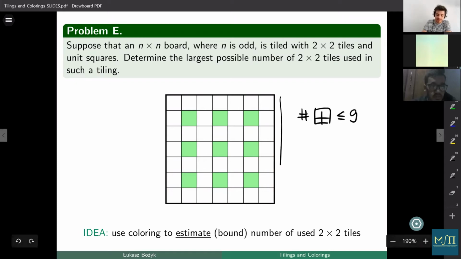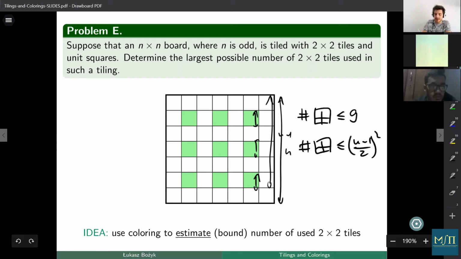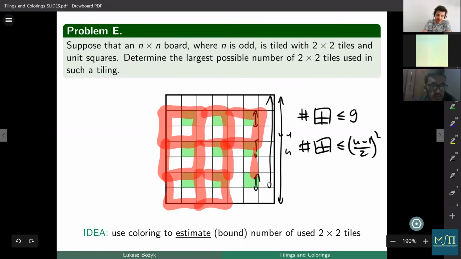Or in general, if this is n, then this is n minus 1, and the green ones are precisely every second. So (n minus 1)/2 would give the number of 2 by 2 squares. It is at most ((n minus 1)/2) squared. And it gives us the desired result that the smallest possible number of 1 by 1 squares is 2n minus 1. And as you see here, that's precisely the example that we had before.